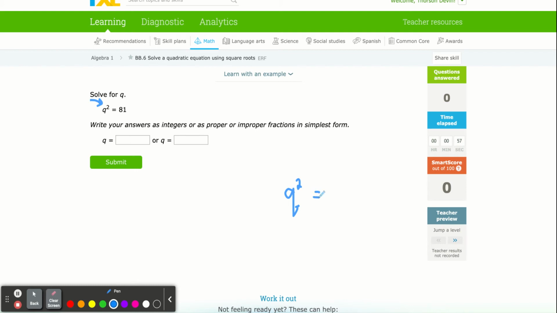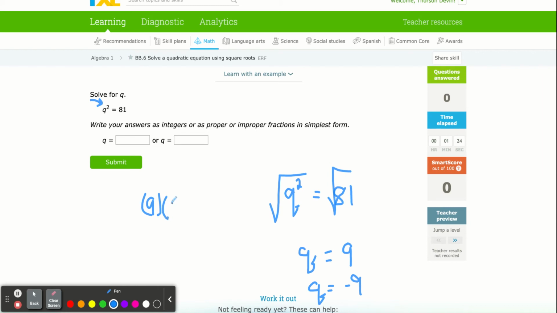If q squared equals 81, what we do to undo the square is we square root. We square root both sides, but we need to remember that we can do that and get both a positive and a negative outcome. So in other words, we get a 9, but we can also get a q value of -9. Because what is 9 times another 9? Well, that's a positive 81. That made our equation true.